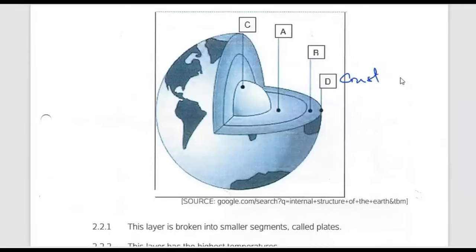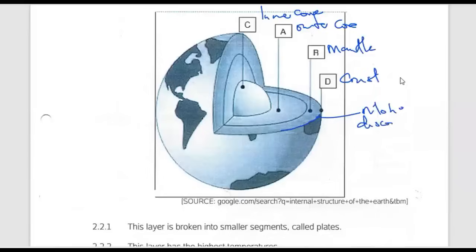And then we go on to our mantle. And then we go to our outer core. Then we have our inner core. And remember, we have the discontinuity here, which separates the crust from the mantle. Right. That is just a matter of reminding you or taking you back to the labeling of the internal structure of our Earth.